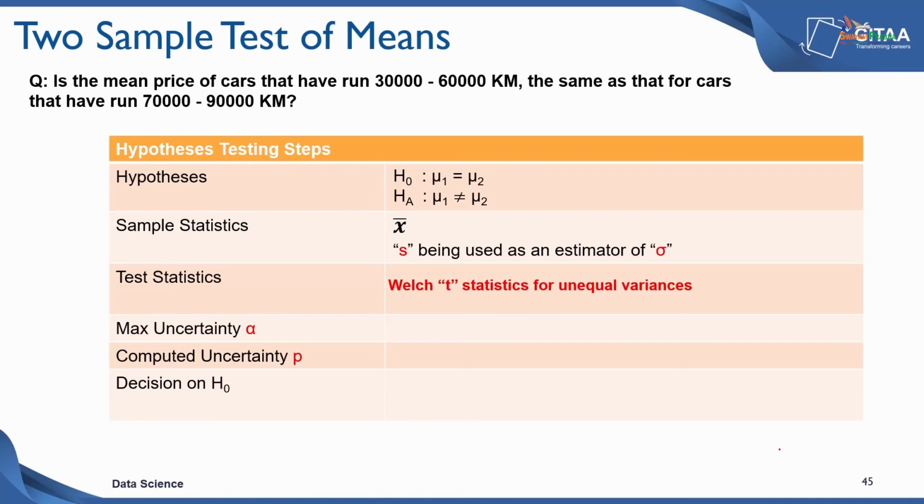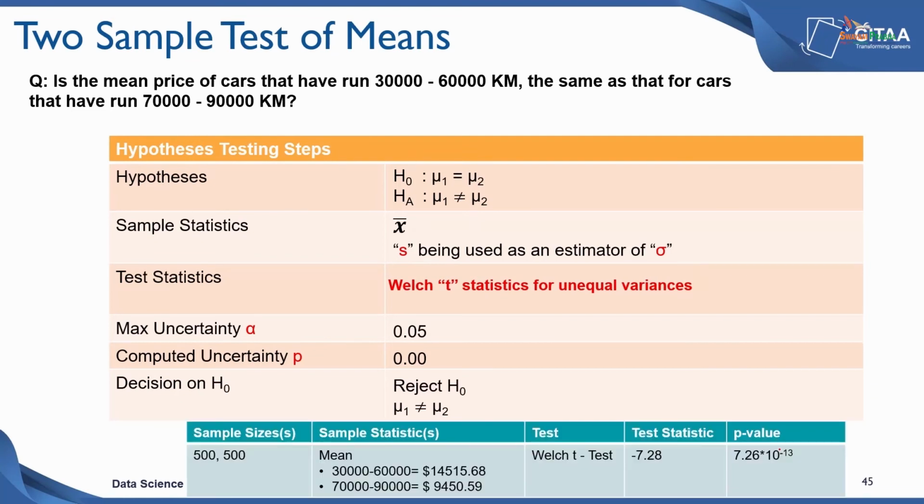So, we employ that test again with an alpha of 0.05, and we compute the uncertainty. The uncertainty again is very, very close to 0, which again suggests to us that we can reject the null hypothesis, and therefore, we can conclude that mu1 is really not equal to mu2, which is essentially that the average price of a used car in the 30 to 60,000 kilometer range is different from the average price of a used car in the 70 to 90,000 kilometers.